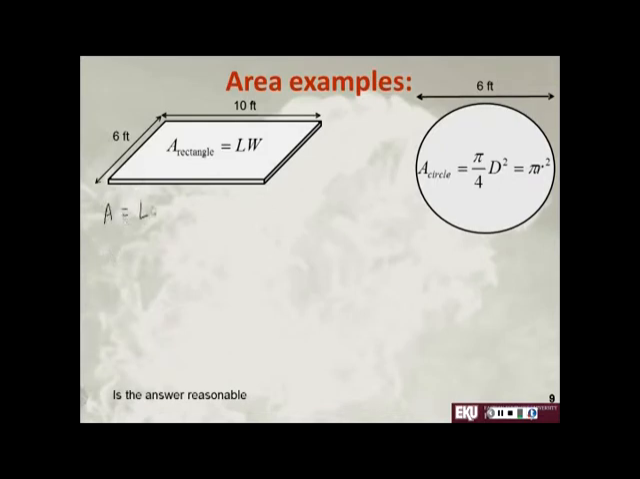is equal to length times width. So we can say this is 6 feet times 10 feet, which is equal to 60 feet squared. Notice we multiplied feet times feet, so we not only have the number go up, but now we have feet squared.